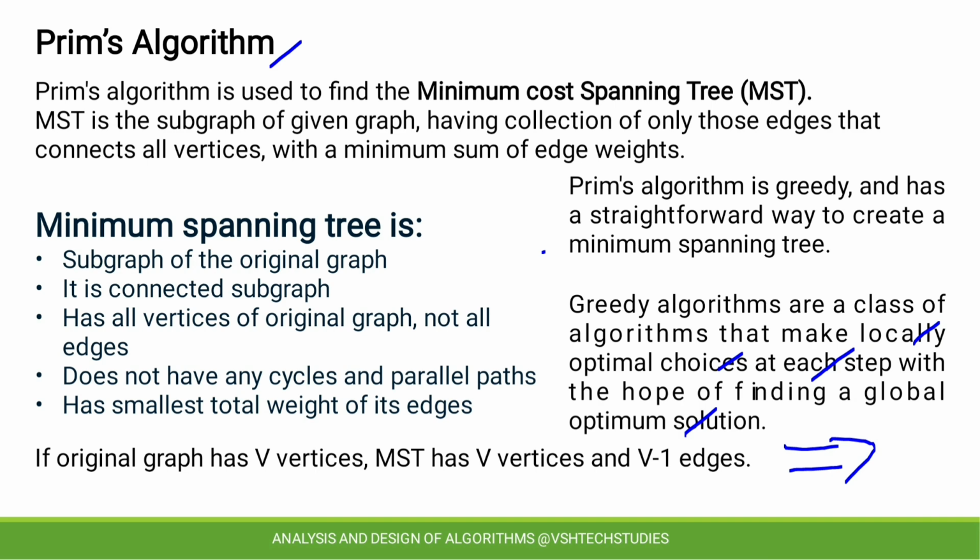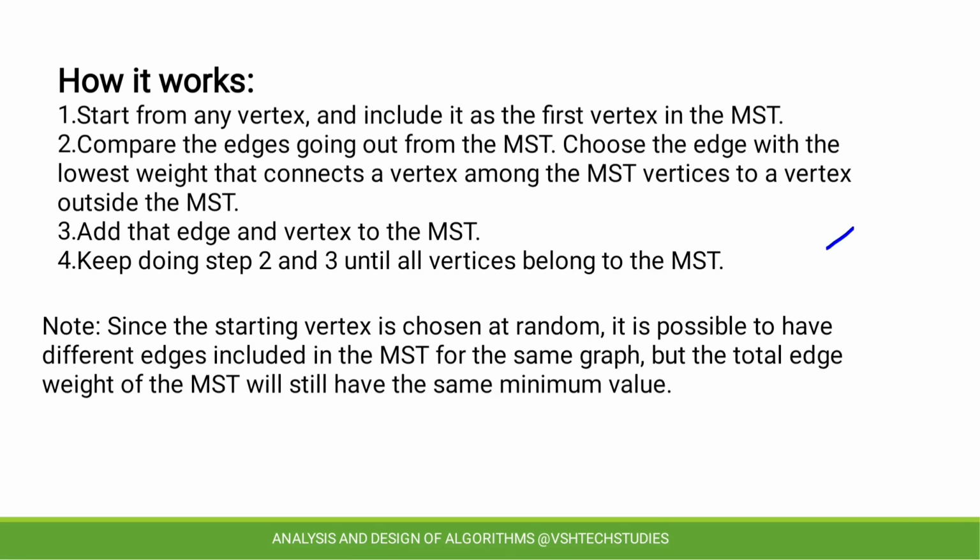Here we have the steps present in Prim's algorithm. Step 1: we have to start from any vertex, or in the problem, whichever vertex is mentioned, we'll have to start from that vertex. We'll have to include that as the first vertex in the MST, that is, the minimum cost spanning tree list we will have. In that we'll go on adding the vertices. So this will be the first vertex.